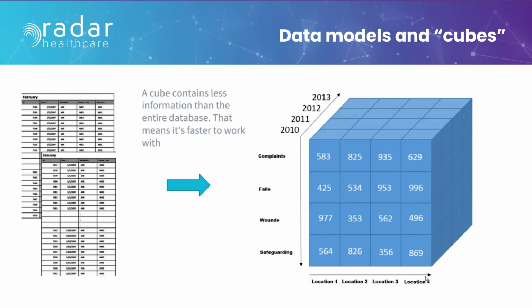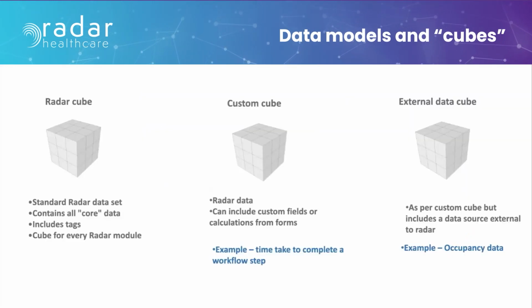So the point of a cube is really to take the data that you're capturing at an organization level and then build it in a way that makes it quick to query, quick to analyze. In terms of the types of data models, there's basically 3 types. So there's a Radar cube. What this means is it's basically Radar's standard data set. It would contain all of what we consider to be the core data, including any tags. And there's a cube that exists for every single module.